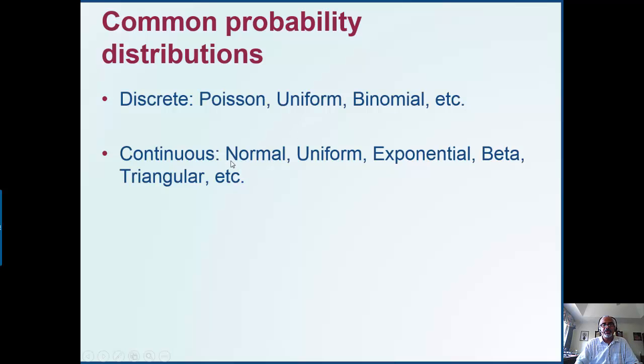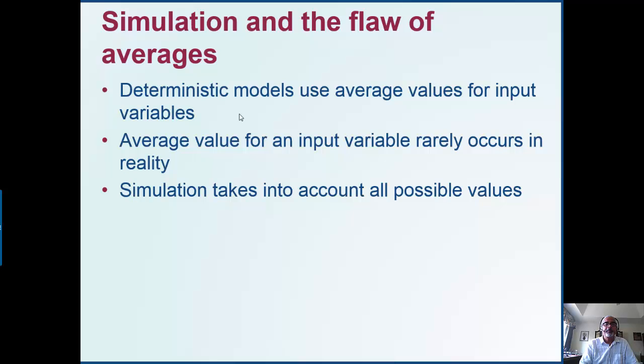Other examples are normal distribution, exponential distribution, beta, and triangular distributions. Triangular distribution would be one which will be like there is a minimum value, there is a peak value, and there is a maximum value. So we'll be looking at these probability distributions for the input variables in a model. We'll look at these in a little bit.